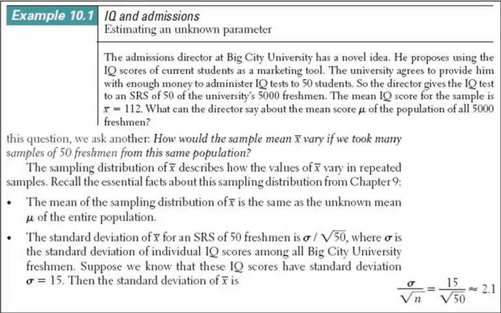Essentially, in the problem, the admissions director wants to know the IQ of the incoming freshman class. So as you read through, it reviews all the things we've learned about how X bar is a sample mean in this case that we use to estimate mu, which is the population mean. So he's basically going to talk to or give the IQ test to 50 of the 5,000 freshmen.